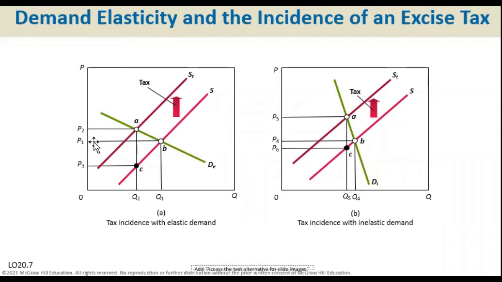So the equilibrium price rises from P1 to P2. So now the consumer, instead of paying P1, is gonna pay P2. That's the new equilibrium, right? And the producer, instead of receiving P1, is gonna receive P3. So you can see here that if the demand is elastic, the rise in price is modest for the consumer. But in the same token, the producer will have most of the tax burden, right? Because you see the gap over here compared to the gap here. This is a case of demand being relatively elastic.